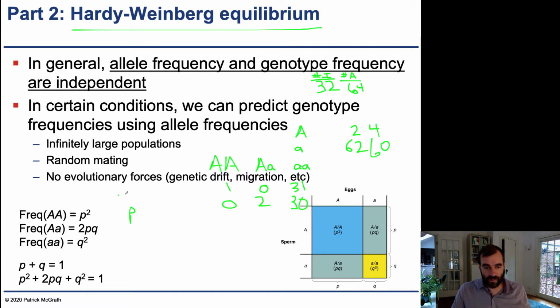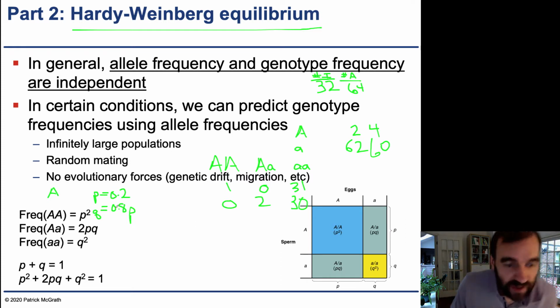So let's go over this. Let's say I told you p equals 0.2 for A. And now I said figure everything else out: all of the genotype frequencies and all of the allele frequencies. The first thing you should do is calculate q, and the way you calculate q is you rely on the fact that these sum up to 1. So 0.2 plus 0.8 equals 1. So I now know that 20% of the alleles are big A and 80% are little a.